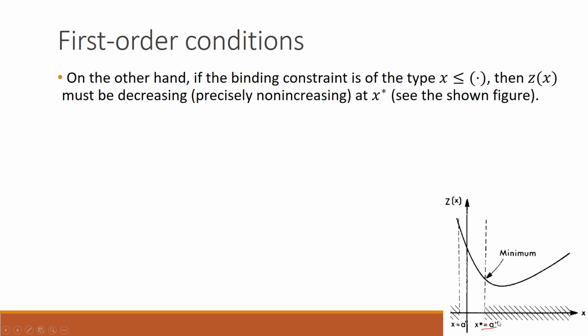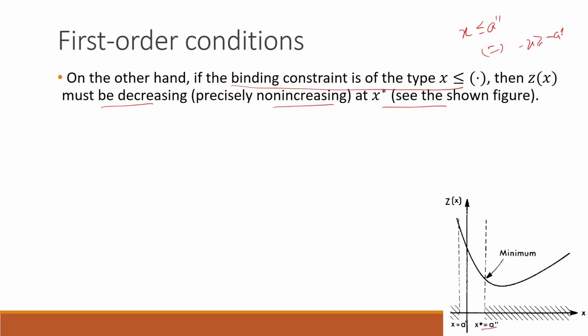Now, another situation that can arise is that the optimal solution x star is at a double dash, that is, on the other boundary of the feasible region. This falls in this case: if the binding constraint is of the form x less than or equal to something, then z(x) must be decreasing, or to be very precise, non-increasing at x star. This constraint is of the form that x has to be less than or equal to a double dash, and we can convert it. This is equivalent to saying that minus x is greater than or equal to minus a double dash.